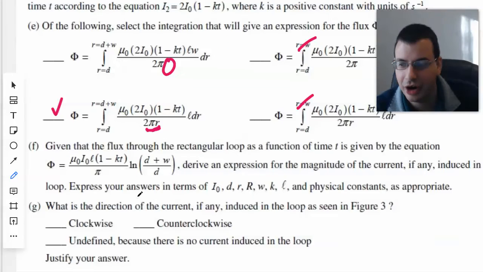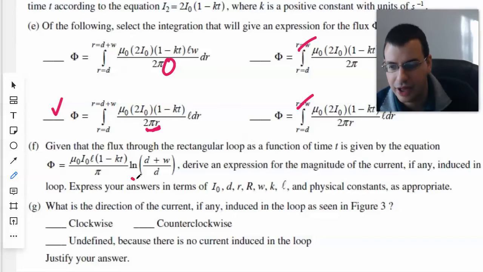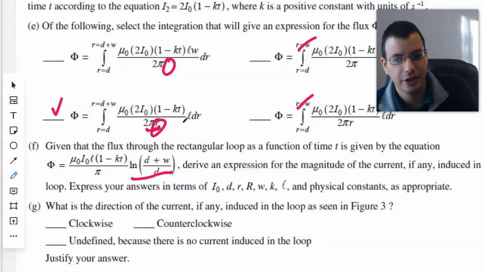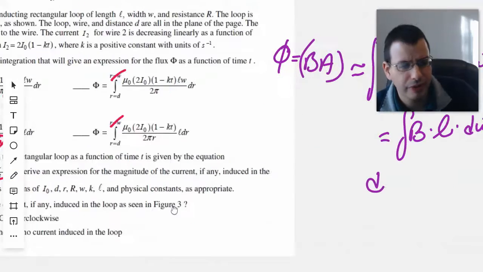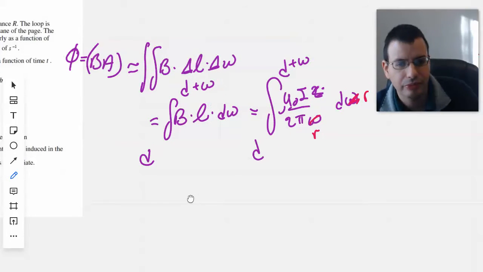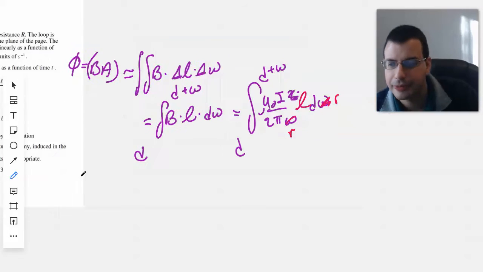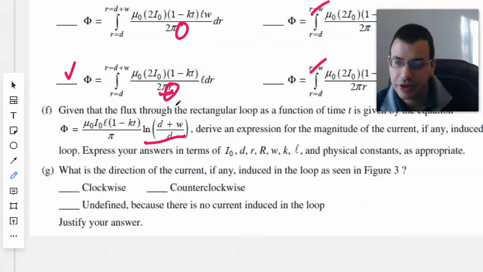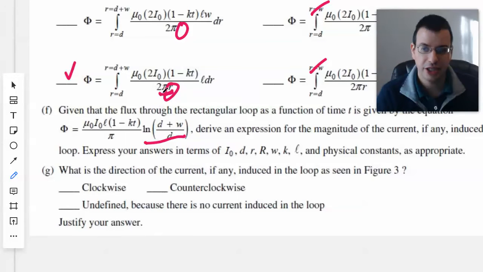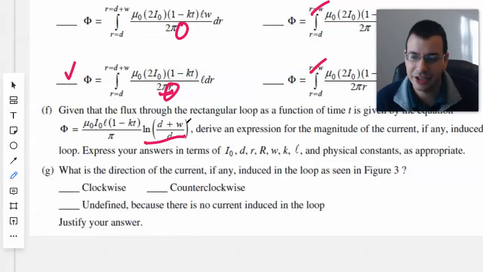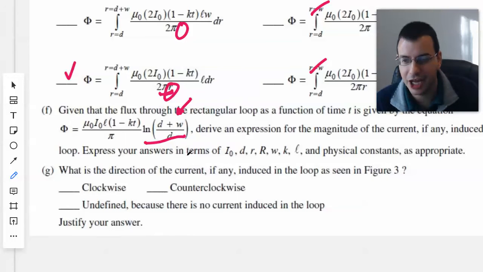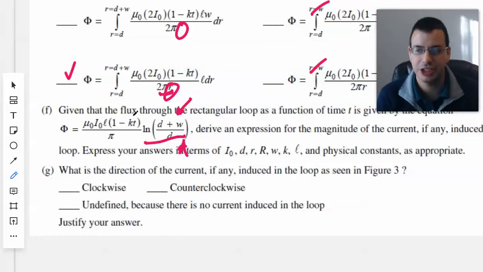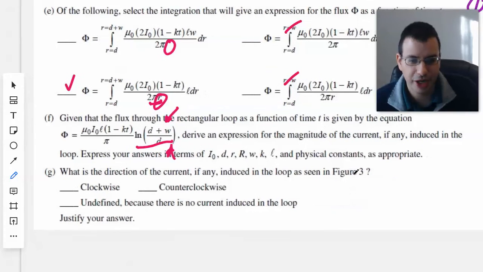And here you can tell, all right, natural log, and what's happening is everything here is constant except for the r. Did I forget the L? I probably forgot the L there. Everything here is constant except for the r. When you take the integral of 1 over r, you're going to get natural log. And then right here, this is telling you, okay, that's the top integration, that's the bottom. Derive an expression for the magnitude of the current, if any, induced in the loop.